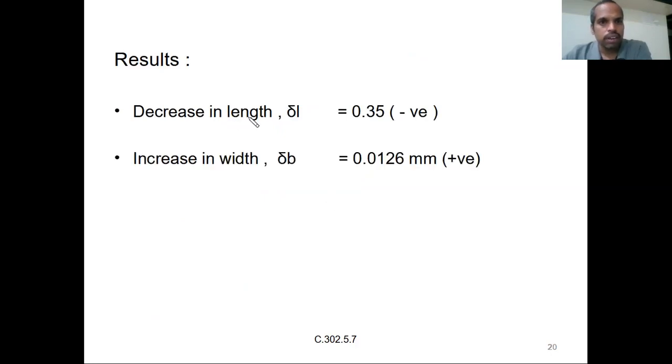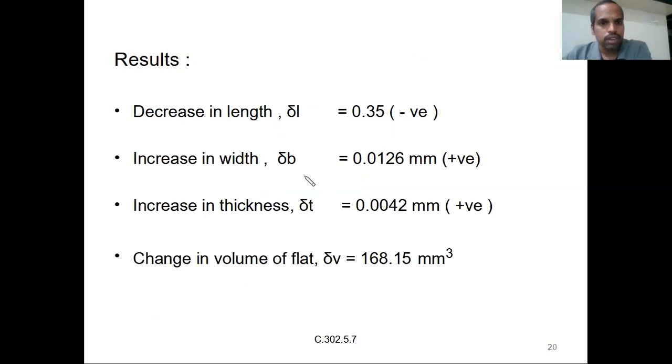Now let us tabulate the results. Decrease in length, delta L, is equal to 0.35. Increase in width, increase in thickness, change in volume is equal to 168.5.